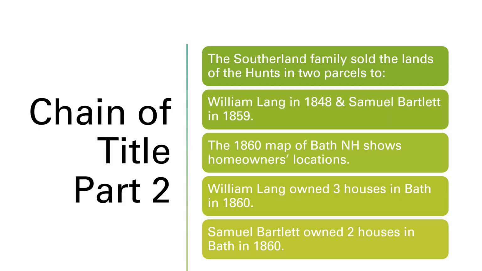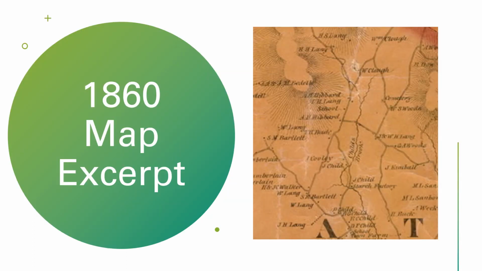The Sutherland family sold the lands of the Hunts in 2 parcels to William Lang in 1848 and Samuel Bartlett in 1859. The 1860 map of Bath shows homeowners' locations. However, William Lang owned 3 houses in Bath in 1860 and Samuel Bartlett owned 2 houses in Bath. So it's important that we distinguish them to find the homes that were on the former Hunt lands.